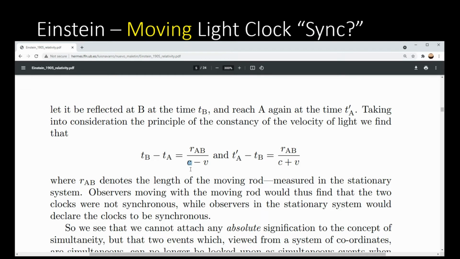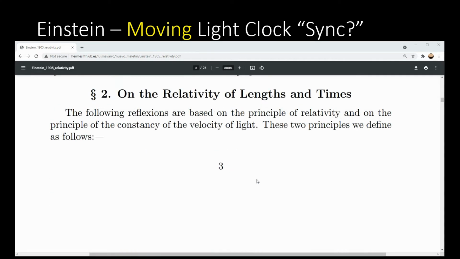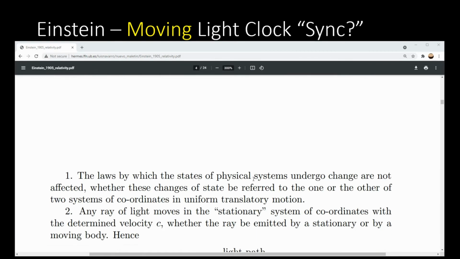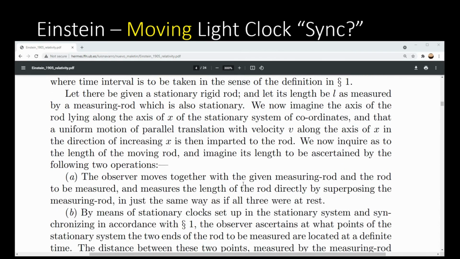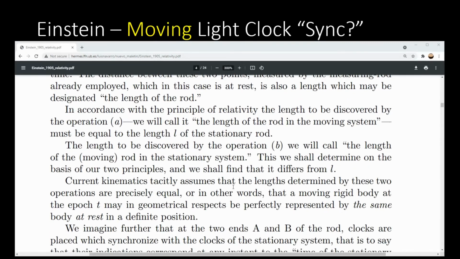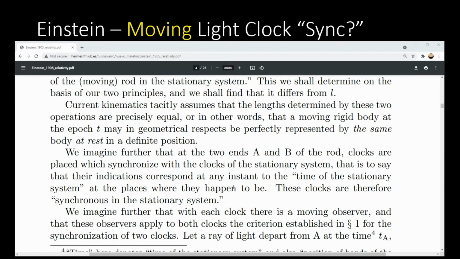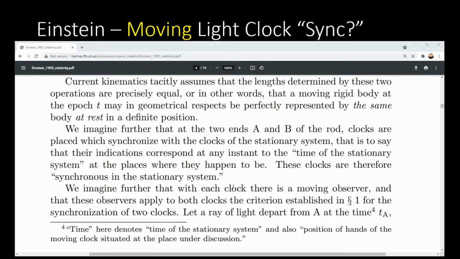If something is traveling at a constant speed, but it goes a different distance in one direction than the other direction, obviously the time intervals are going to be different. Let's look at more details within Einstein's word problem to see if we can figure out how he is convincing the world that the moving clock is a real clock.